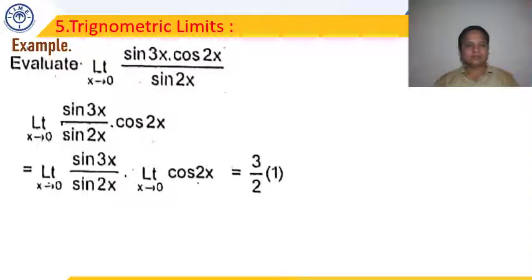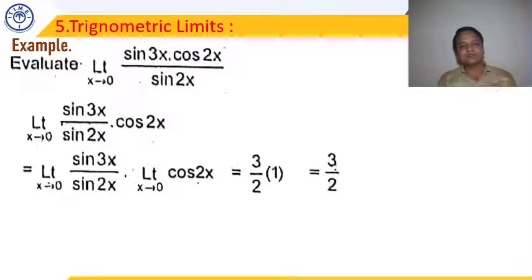Now first part, since sin 3x upon sin 2x when x tends to 0, its value is 3 by 2. And cos 2x when x tends to 0, its value is 1. So the value of the entire limit is the product of these two values, 3 by 2 into 1, which is 3 by 2. So we can safely say our answer comes out to be 3 by 2. That's a straightforward simple example to illustrate how we use those results.